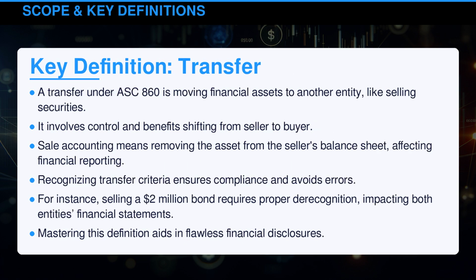A transfer under ASC 860 is moving financial assets to another entity, like selling securities. It involves control and benefits shifting from seller to buyer. Sale accounting means removing the asset from the seller's balance sheet, affecting financial reporting. Recognizing transfer criteria ensures compliance and avoids errors. For instance, selling a $2 million bond requires proper derecognition, impacting both entities' financial statements. Mastering this definition aids in flawless financial disclosures.